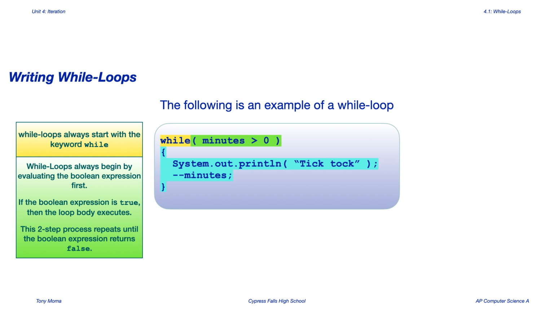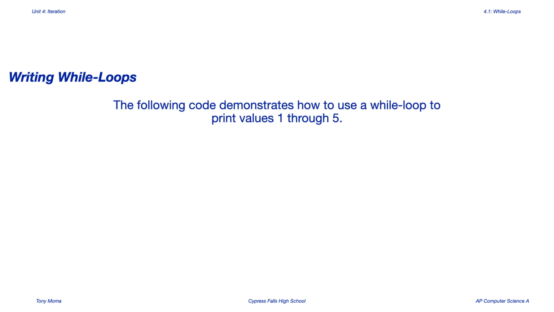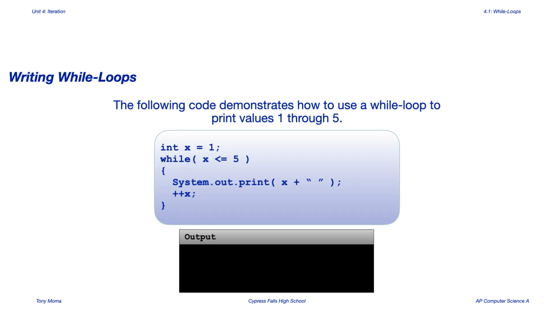So, once again, after evaluating the Boolean expression, if it is true, we then go to the loop body to execute it, which will execute for as long as the Boolean expression returns true. The following code demonstrates how to use a while loop to print values 1 through 5. So here's the code, and the first thing we're going to do is declare an int variable named x and initialize it to 1. Then we're going to enter our while loop.